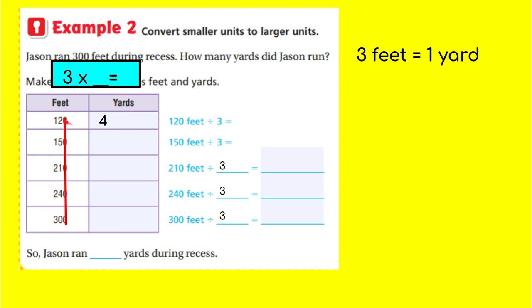But we can't forget the 0. So you add the 0 at the end. So 3 times 40 equals 120. And that's the rule you're going to follow to fill in your chart. Follow this rule right here. Don't forget to add the 0 at the end.